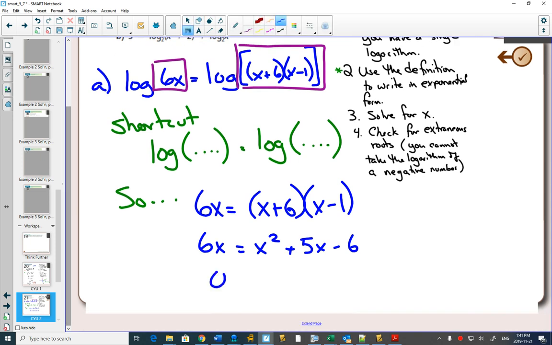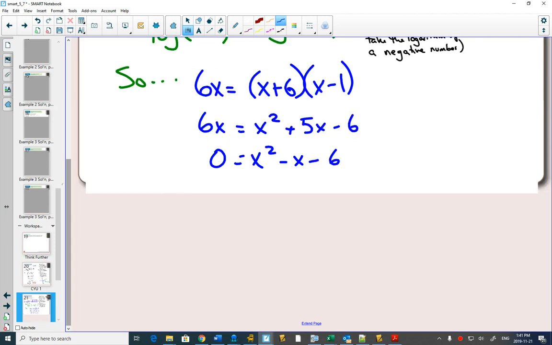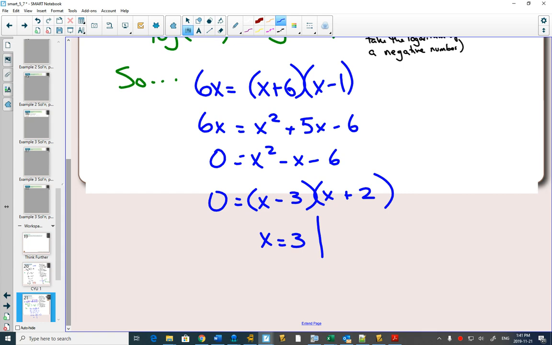Notice it's a quadratic equation, so I make one side equal to 0. Try to factor. Does this factor? It does. So I get x equals 3 and x equals negative 2.